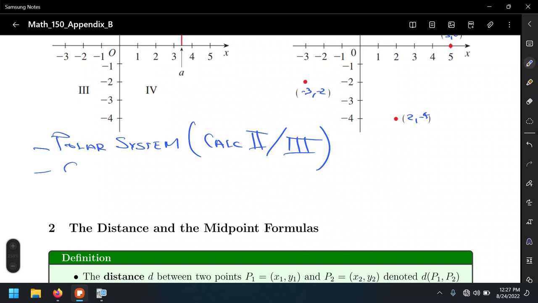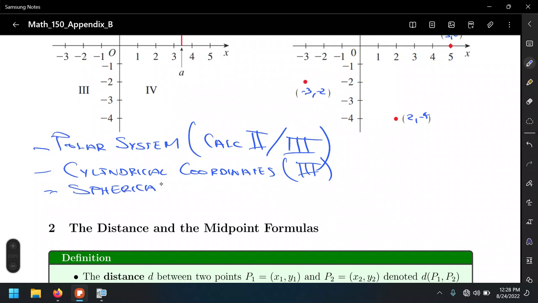Another system is the cylindrical coordinate system, which is basically the polar system, the circular system in 3D, and that's also something that we do in Calc 3, as well as the spherical coordinate system, which is also covered in Calc 3. Well, unfortunately, many problems do not have a solution when we work with functions and values in the rectangular system. So we need to warp to a different world, in this case the world of polar, the world of cylindrical, or the world of spherical.